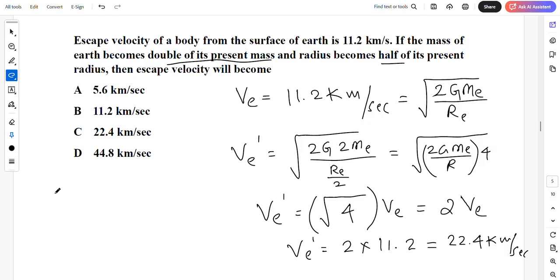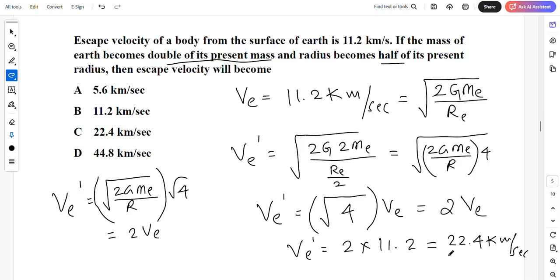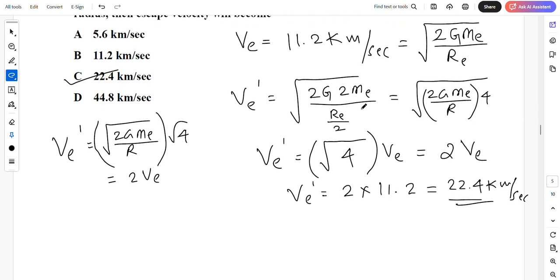This whole thing I can write as VE dash is equal to square root of 2 G Me by Re into root of 4. How much is root of 4? Root of 4 is nothing but 2, so 2 into VE, directly multiplied. 22.4 kilometers per second is the right answer, because here the mass is getting doubled and the radius is half. Hope you understood this sum. Let us go to the next problem.